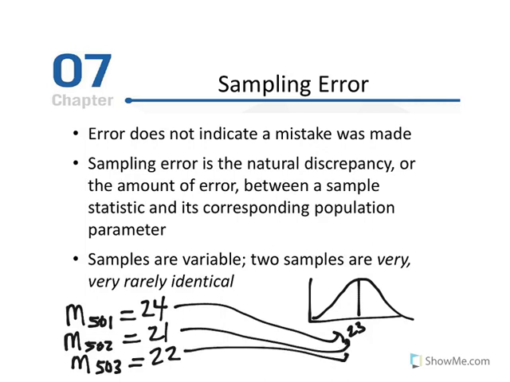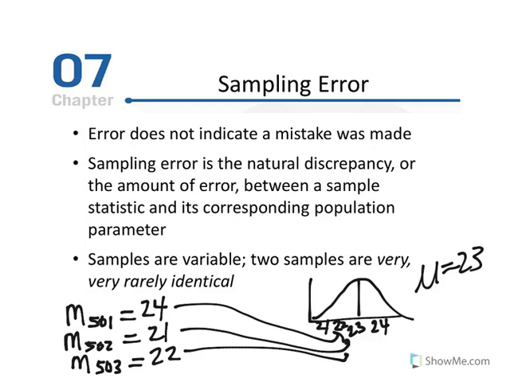And if we were to plot them, 24 would be over here, 22 would be to the left, and 21 would be to the left as well. So we see that they're not all equal to the mu. So the mu is equal to 23. They're slightly different, but because they're different doesn't imply that some error has been made. It's just the natural discrepancy that we would anticipate when we take a sample, recognizing that the sample does not include all values in the population.